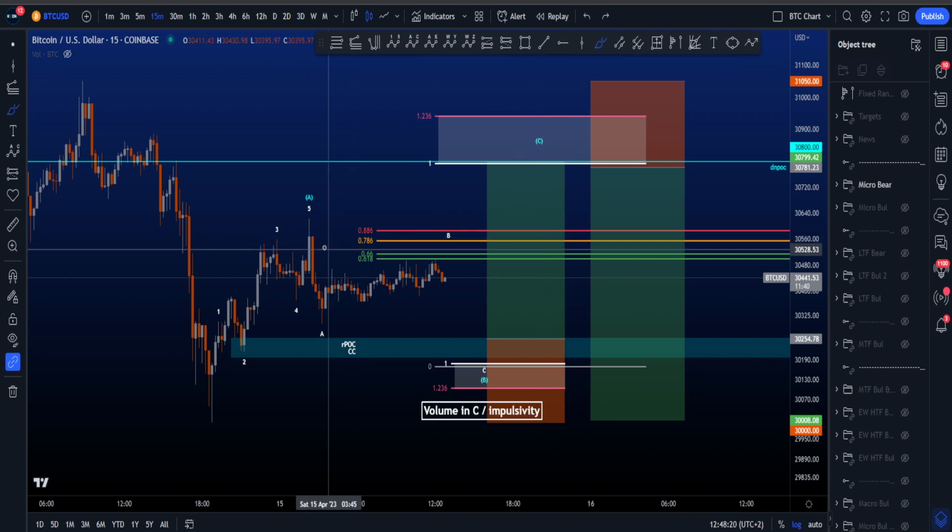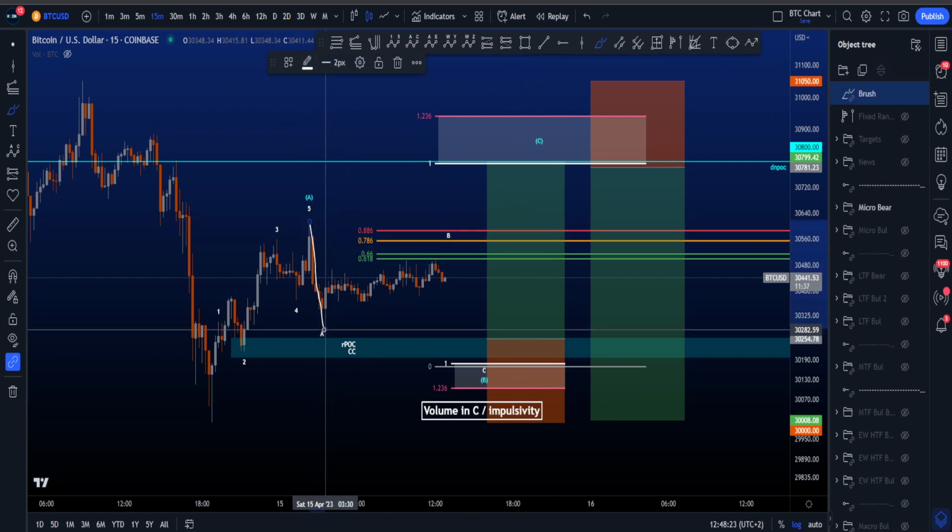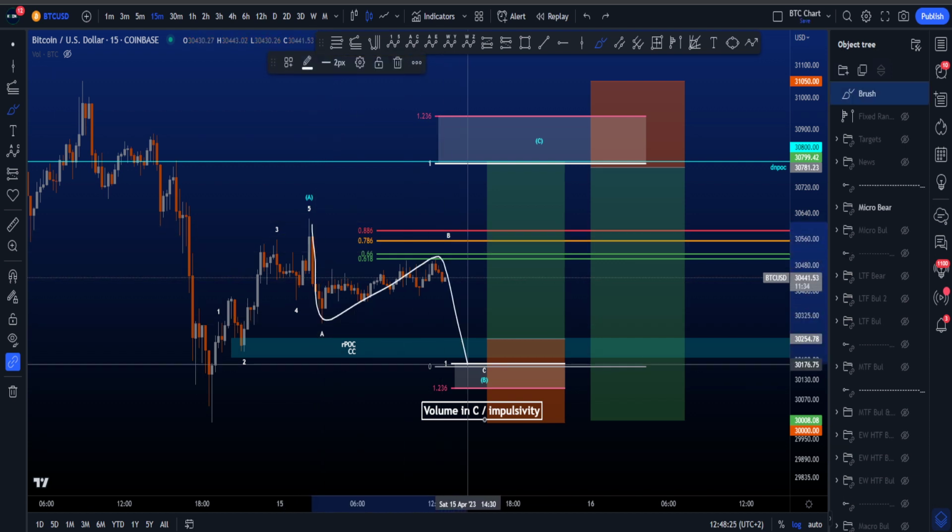So we do have to watch out, right? Because this move to the downside can also eventually maybe be a 1, 2, and then a bigger 3 to the downside.